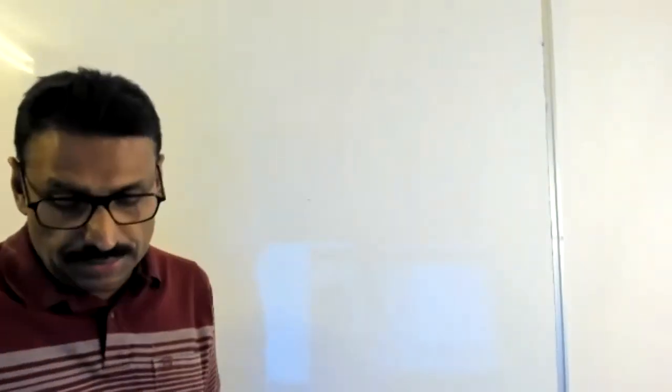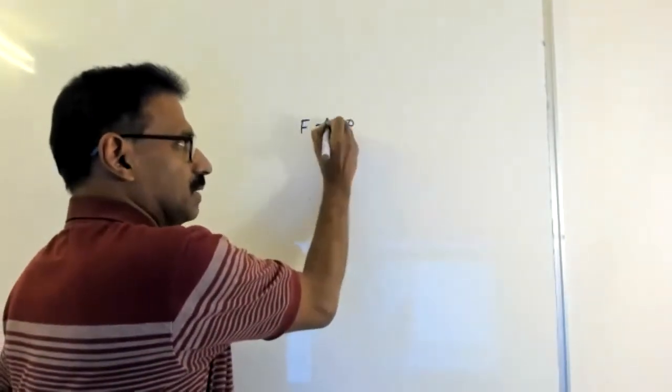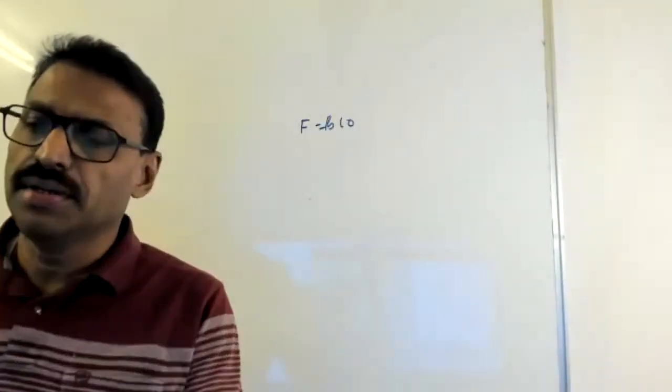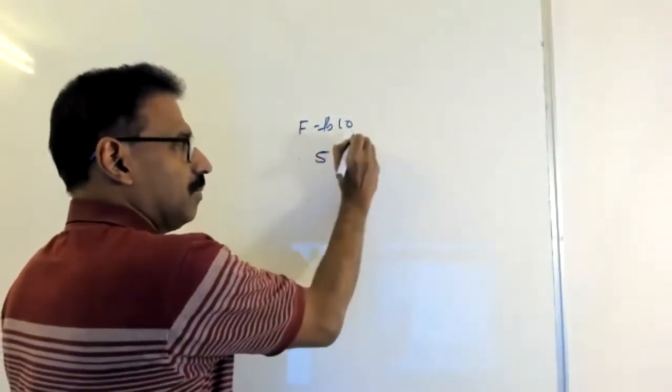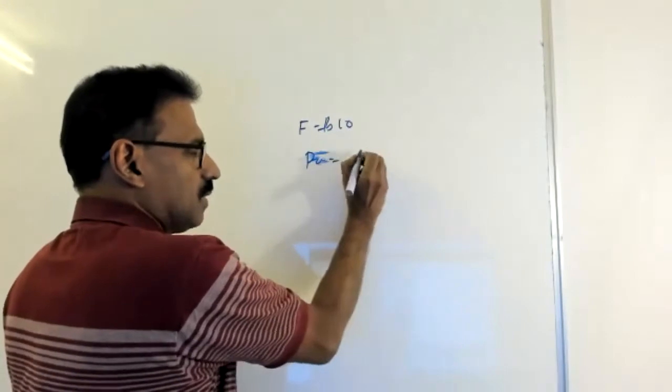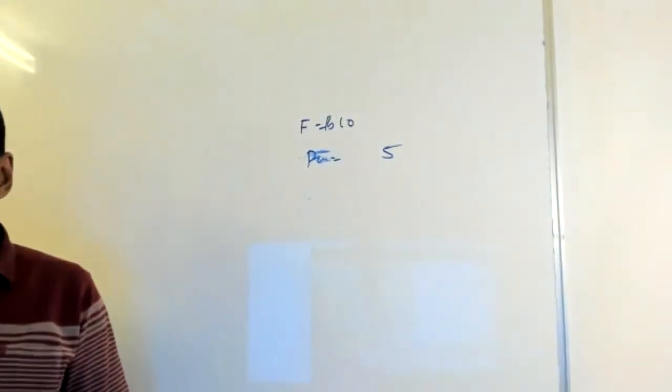So like that here, the taxi charges in a city consist of a fixed charge together with the charge for the distance covered. My question, I just give an example. Suppose the fixed charge is 10 rupees. Fixed charge means everyone has to pay. Suppose you travel 5 kilometers. Per kilometer, 5 rupees each.